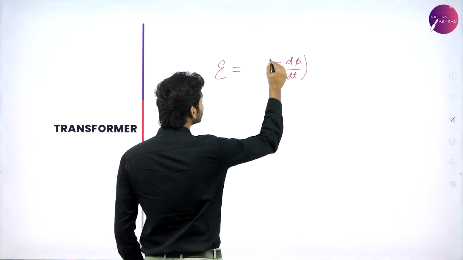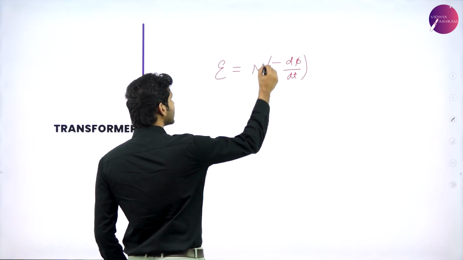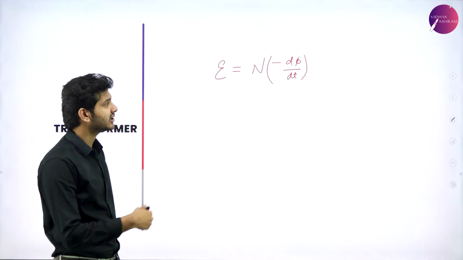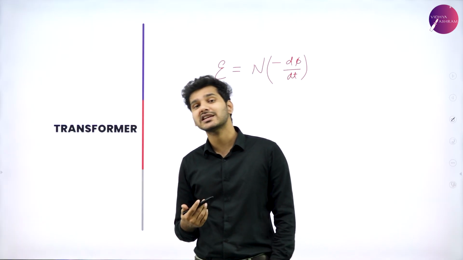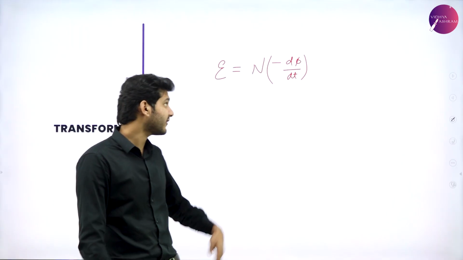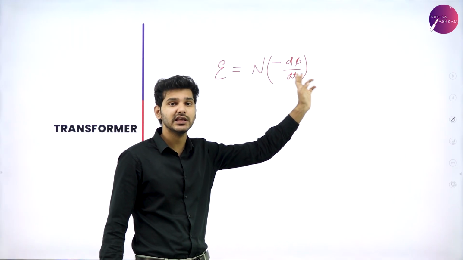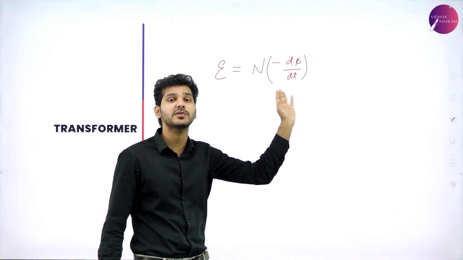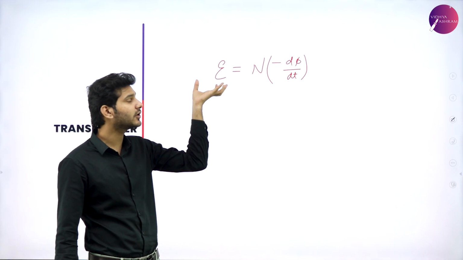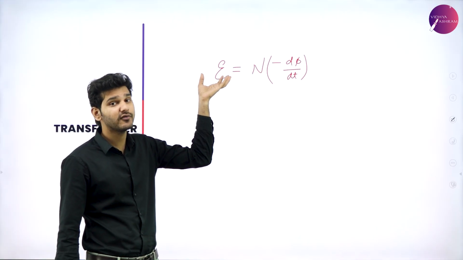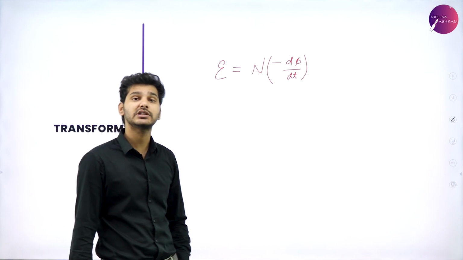We have already learned this, and if there are n number of turns, this equation will be written like this, right? This is the general representation of an EMF, that is a change in magnetic flux. This phi indicates the magnetic flux, and d phi by dt means the flux is changing with respect to time. So a changing magnetic flux will in turn produce an EMF or simply a voltage. This n is nothing but the number of turns.